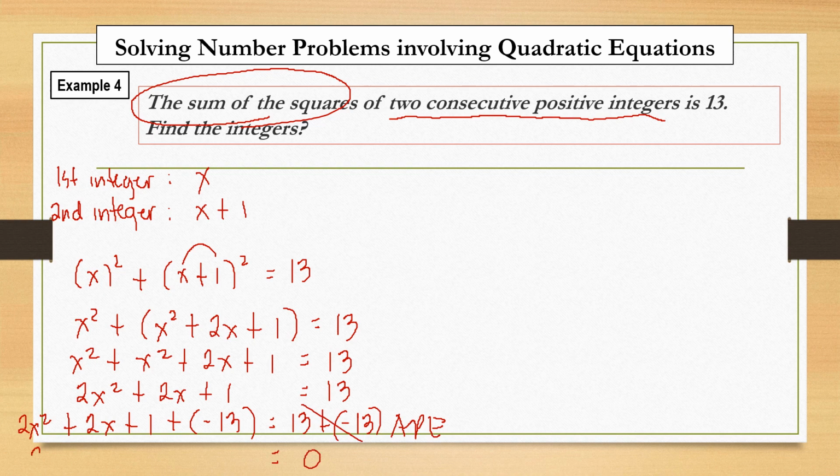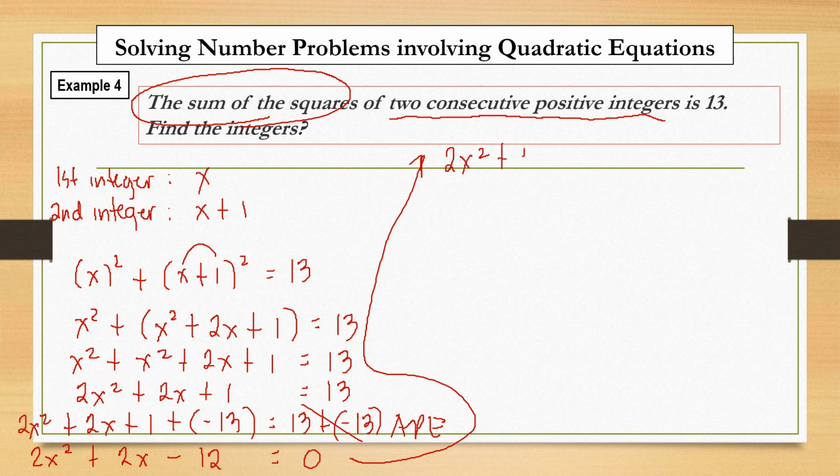So we have here 2x squared plus 2x. Now what is 1 plus negative 13? That is equal to negative 12. So we now have 2x squared plus 2x minus 12 is equal to 0. Reduce the given equation. Divide by 2. So we now have x squared plus x minus 6 is equal to 0.